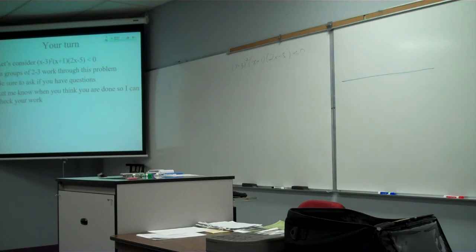So we've got the 4 intervals. One would be positive. Between negative 1 and 2.5. No, it'd be between 2.5 and 3. And then past 3.